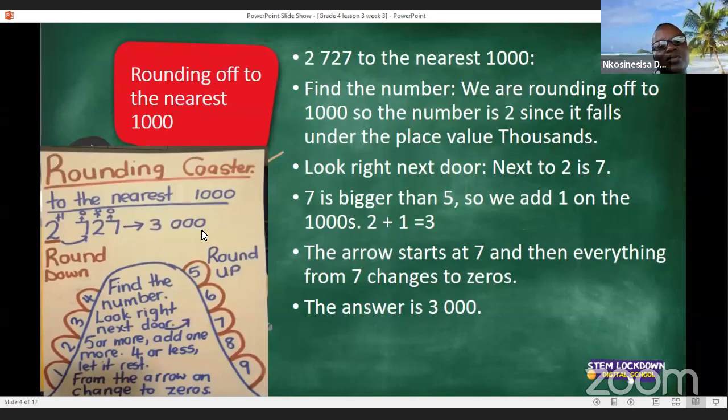And then I said, for you to double check if your answer is right, you have to check: if we are rounding off to the nearest 1,000, how many zeros must we have at the end? 1,000 has how many zeros? Yes, 1,000 has 3 zeros, so your answer should also have 3 zeros. If we're rounding off to the nearest 100, 100 has 2 zeros, so your answer should have 2 zeros. So that is you double checking if your answer is right.